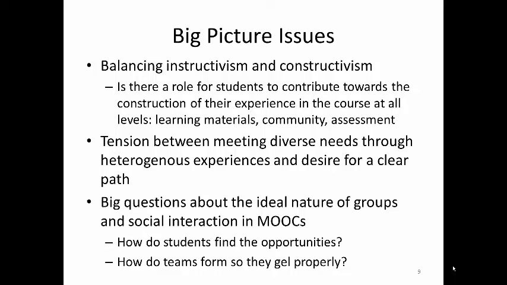There are also big questions about what would be the ideal nature of groups and social interaction in a MOOC context. And of course, there are a lot of factors that have to be taken into account. And as you start to think about this question, you realize that there are so many different kinds of learning that you might want students to engage in. And all of them come with maybe different guidelines for what would make a good group for that purpose. And so then how do we create affordances that will support groups through this diversity of kinds of learning that we want to be able to support?